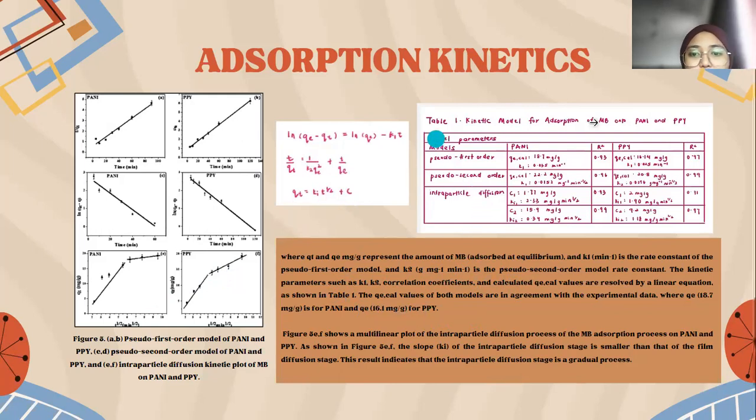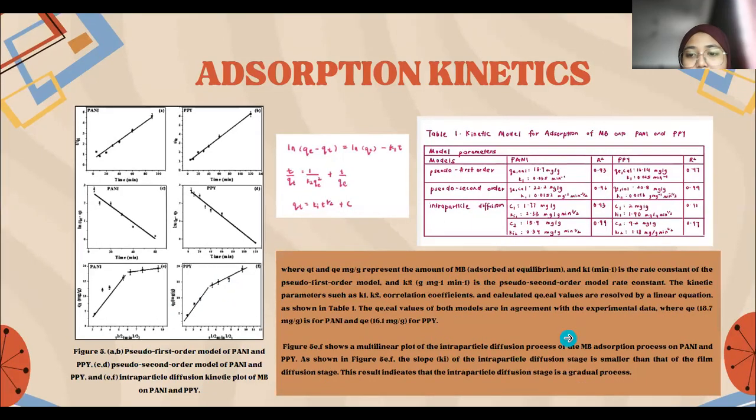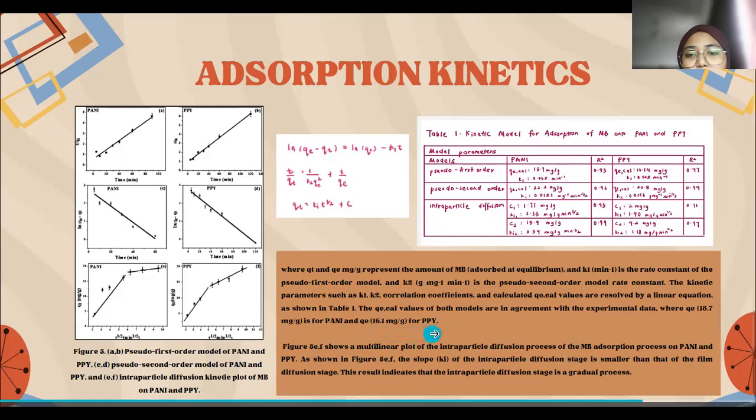Alright, so the Qe values of both models are in agreement with the experimental data, where Qe for polyaniline is 18.7 milligram and Qe for polypyrrole is 16.1 milligram per gram.